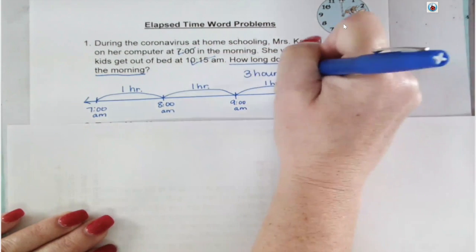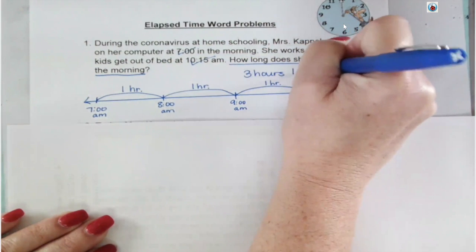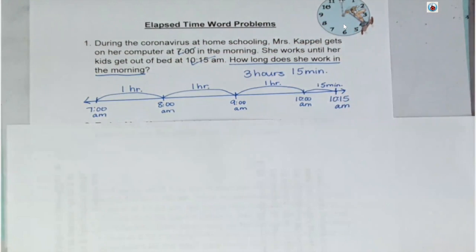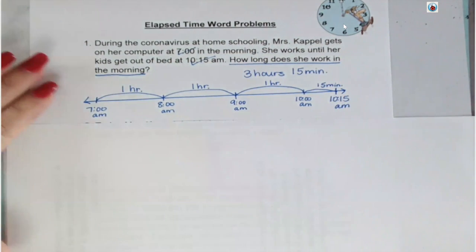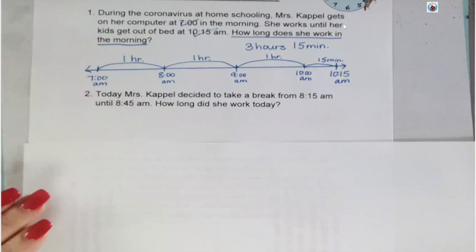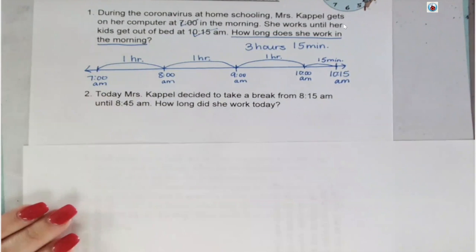And then I have my 15 minutes. So Mrs. Capel worked for 3 hours and 15 minutes in the morning, putting that together. Now, if you look at question number 2, I built off of that one here, but now what I said is today she decided to take a break from 8:15 until 8:45. How long did she work today?